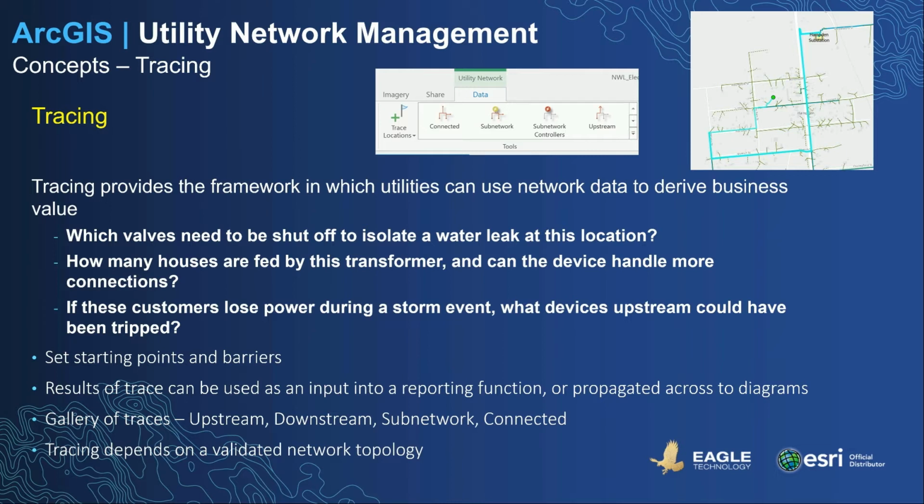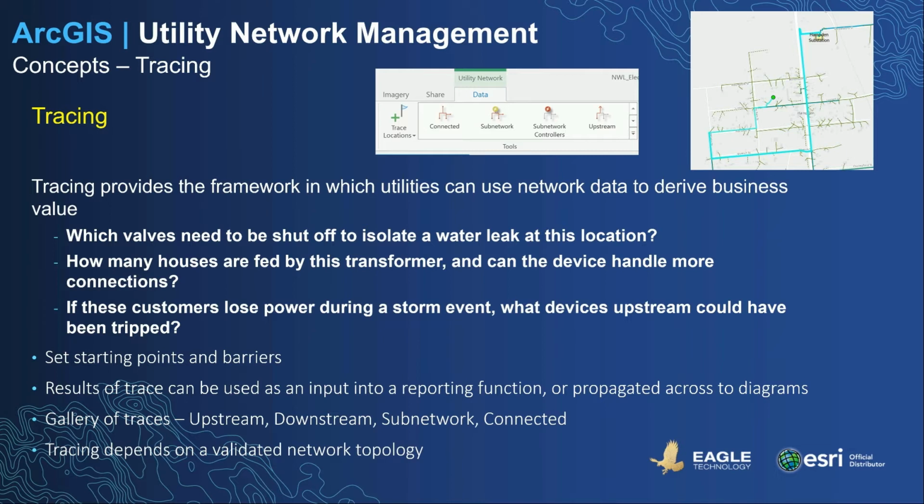Questions such as, which valves need to be shut off to isolate a water leak at this location? How many houses are fed by this transformer? And can the device handle more connections? If these customers lose power during a storm event, what devices upstream could have been tripped?